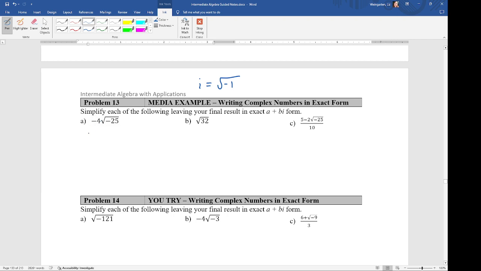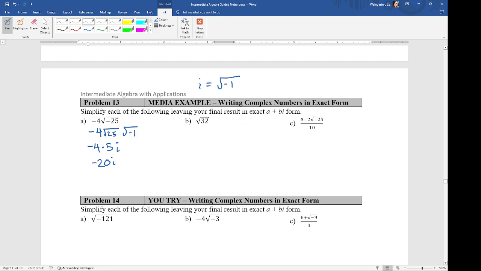So looking at negative 4 times the square root of negative 25. You can look at this in a few different ways. I like to factor that negative 1 out. So I'm going to take the square root of 25 times the square root of negative 1. Now I can look at each of these separately, and I have negative 4. The square root of 25 is 5. The square root of negative 1 is i. Now I can multiply negative 4 and 5, and I get negative 20i.